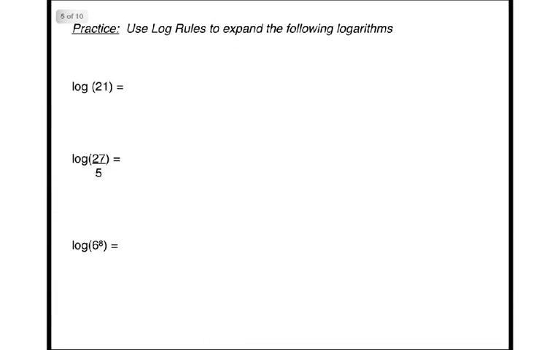Here's some practice for you. Use the log rules to expand the following logarithms. The first one, notice, is the product rule, because this is actually log of 3 times 7. And the second one is the quotient rule, because you're dividing. And the third one is the power rule, because you have an exponent on the 6. Go to the next screen to see the answers.